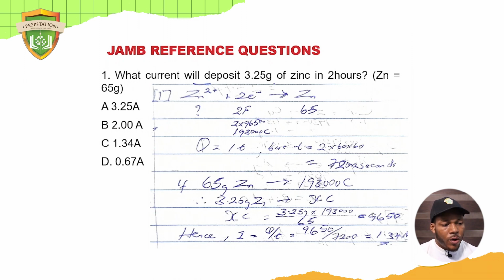Question 1 says, what current will deposit 3.25 grams of zinc in 2 hours? Now, you must convert the hours to seconds, because time is not measured in hours, but in seconds. But you must understand the question very well. What are you looking for? First of all, understand the question. Secondly, try to write the half equation for the ion that is mentioned in the question. Then number 3, try to balance it if it is not balanced.